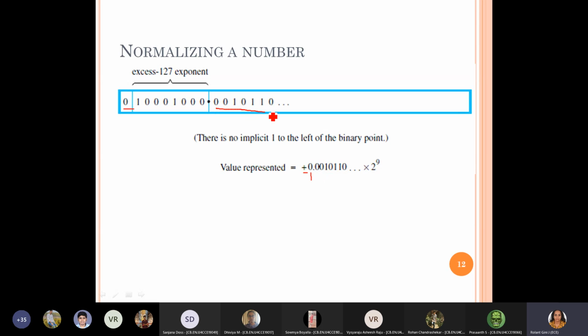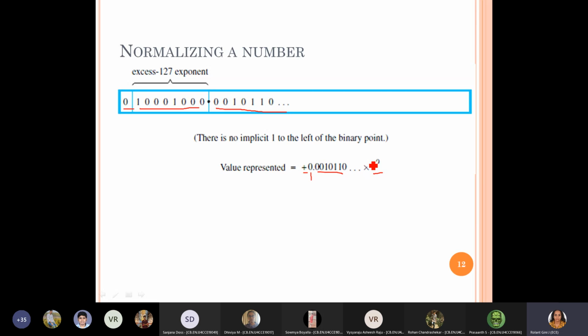And then the mantissa or whatever we are having is here, right? And the scale factor 2 power x is in 127 representation. So whatever we are having here minus 127 will give you the scale factor. Okay, now this is the actual value.